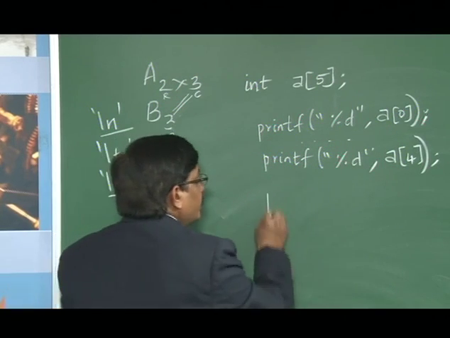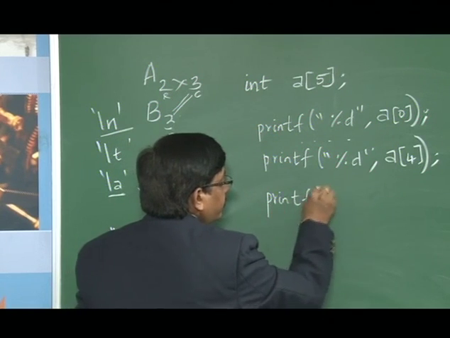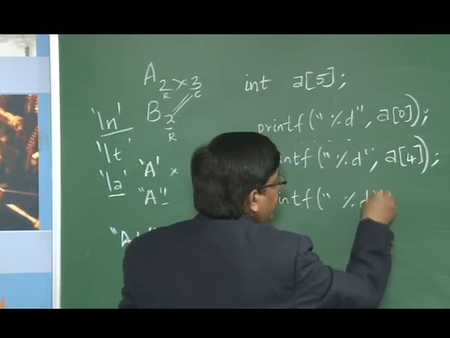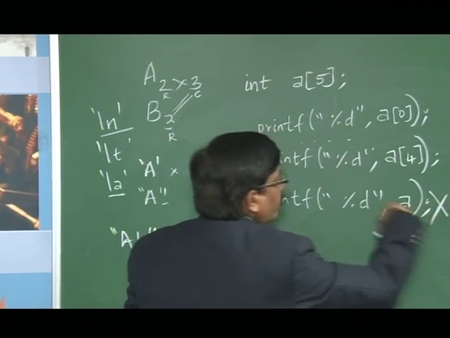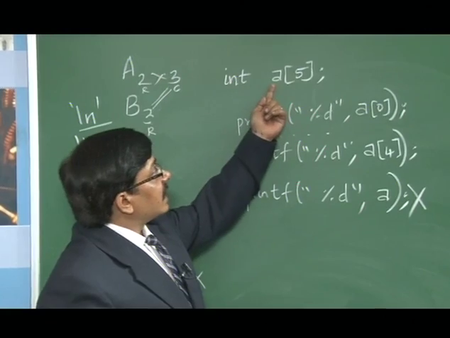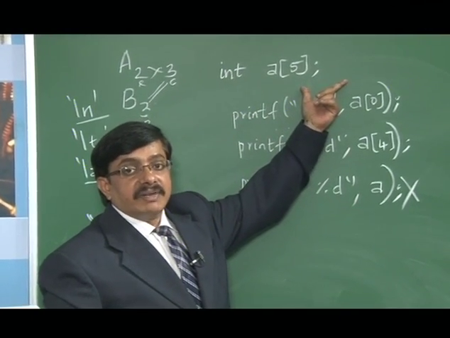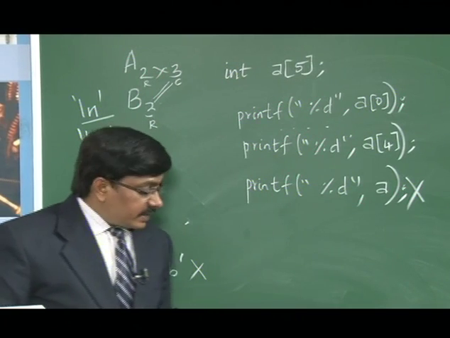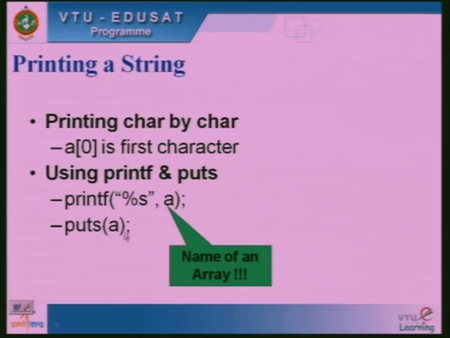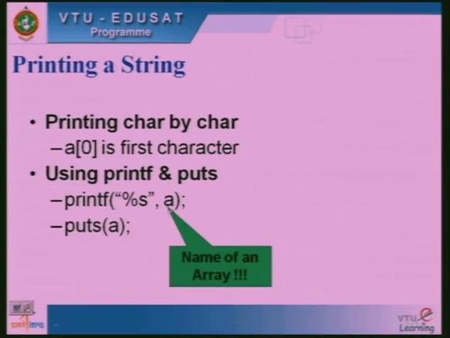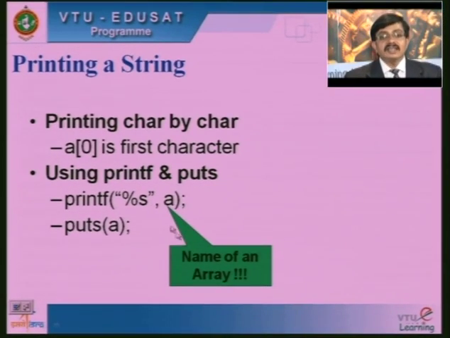But I do not use a statement such as printf of %d, comma A. This is not allowed, because here A will hold the address of the complete array of integer elements. But with strings, I may use the name of the array. This is quite different from the way I handle an array of characters compared to integer elements. Another way is puts(A), where A is the name of the array. puts(A) is another function, an unformatted output statement to print a string.